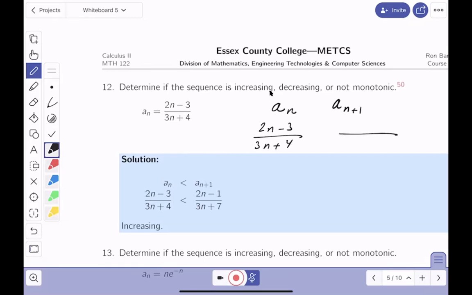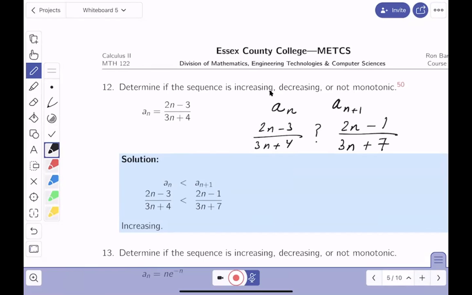Let me write the next one down. It's n plus 1, what do you get? You get 2n plus 2 minus 3, which is 2n minus 1. What do you get on the bottom? 3n plus 3 plus 4 is 3n plus 7. All right. So I'm going to put like a question mark between these guys over here. I have no idea at this point. I know the limit's 2/3, but I wonder, how's it doing that?